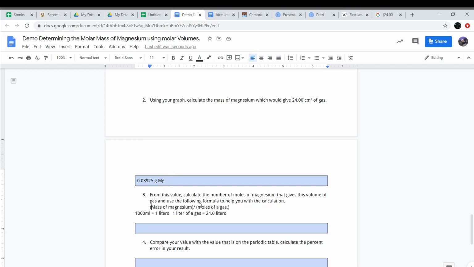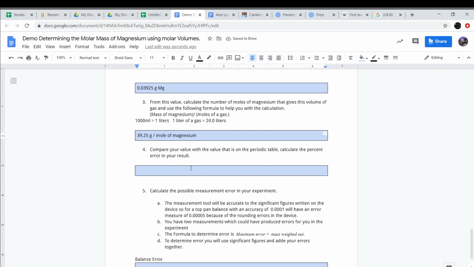So here we have determined that this number here is 1/1000th of a mole of gas, and this was how much magnesium was required to make 1/1000th of a mole of gas. Therefore, since this is 1,000 times smaller, this one's 1,000 times smaller. So that means that for 1 mole, it would be 39.25 grams per mole of magnesium. Now, this is going to come into error here, okay?